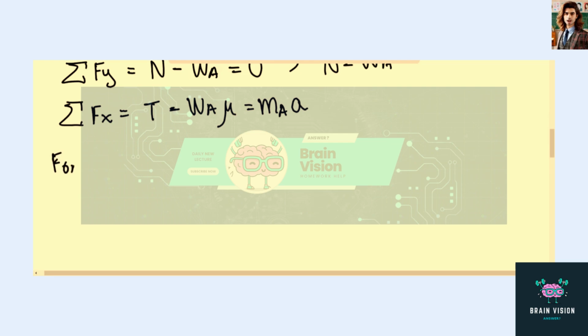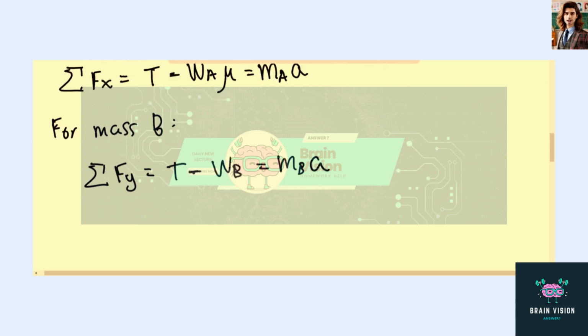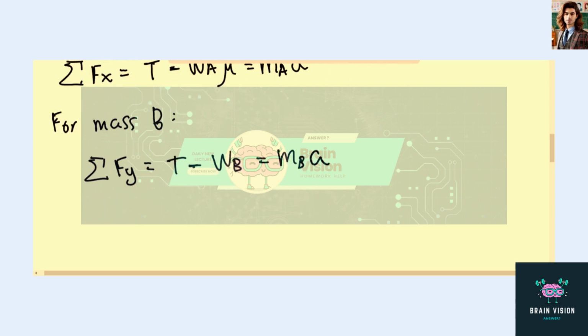Now for mass B, we find that it is only moving in the y component, and so we have the tension minus the weight B, and this is equal to the mass of B times the acceleration. It is the same acceleration because they are attached with the same rope.